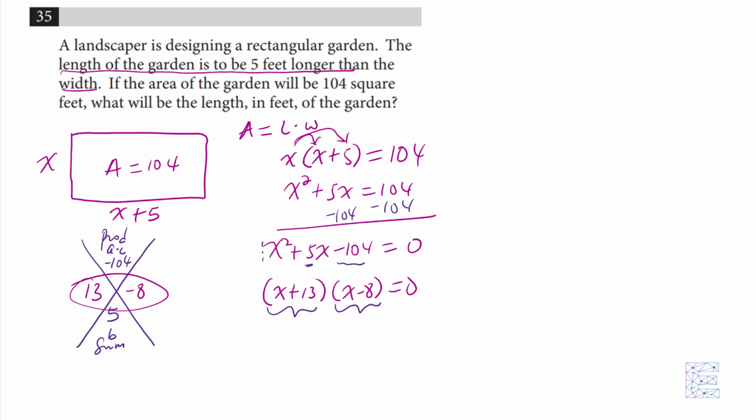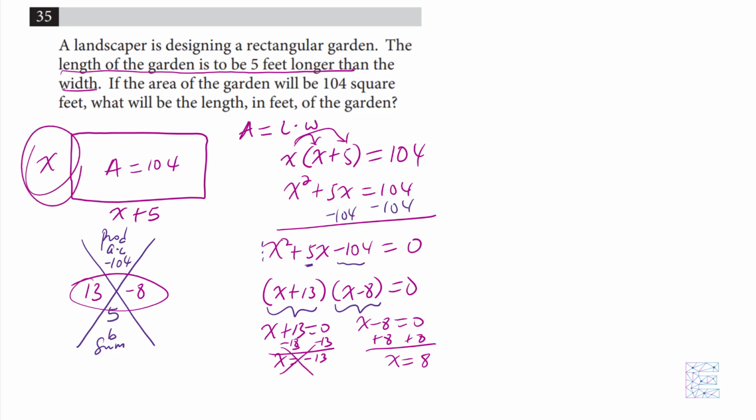So we'll have x plus 13 equals 0. We'll solve for that by subtracting 13 from both sides, and you'll see that x ends up being negative 13. For the other one, x minus 8 equals 0, so we add 8 to both sides, and you'll find x equals 8. Because we can't have a negative length, we have to get rid of this answer because it wouldn't make sense to say that this is negative 13. So the answer to this would have to be 8.